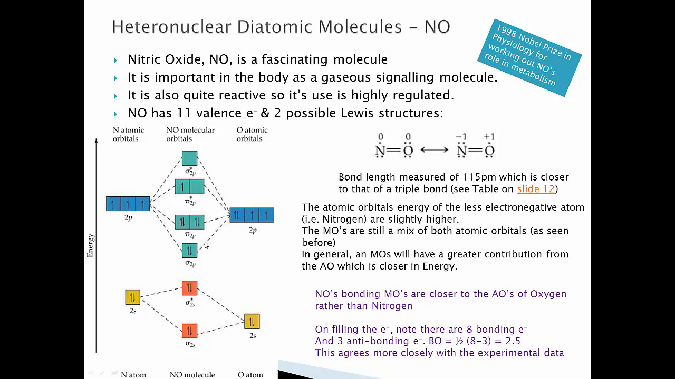On the fill of the electrons, you can see that there are 8 bonding and 3 anti-bonding. So if we do our bond order, we get 2.5, and that's more like a triple bond than a double bond, because remember we can get fractions, and that agrees with our experimental data. So molecular orbital theory is a great theory for explaining the nature of nitric oxide.